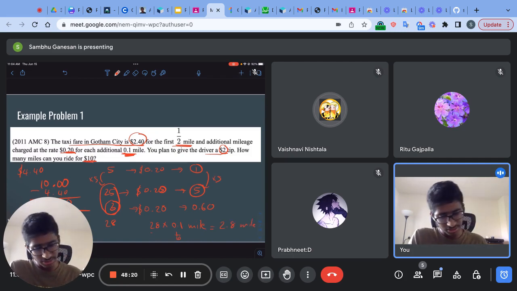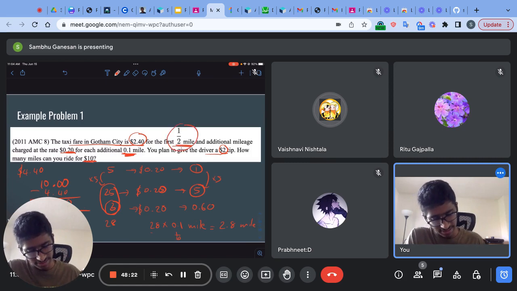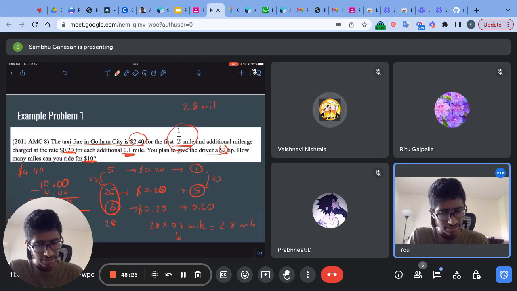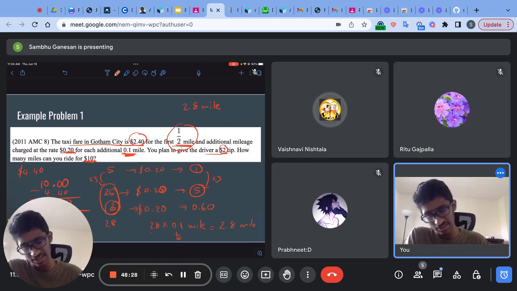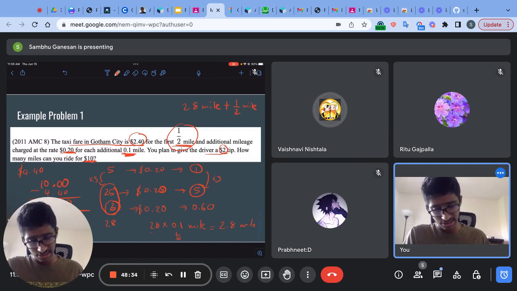So then you also have to add in your first one half a mile, right? To find the total number of miles. So this 2.8 miles you have traveled already by adding 28 20-cent coins. And then you're giving the one half mile for the first $2.40. So you know that one half is nothing but 0.5, right? And then this is 2.8. So you can add them up.